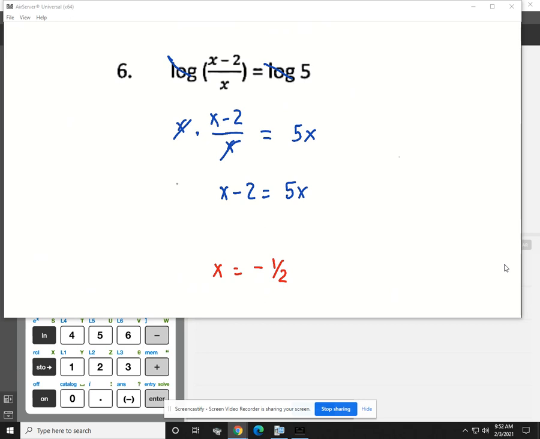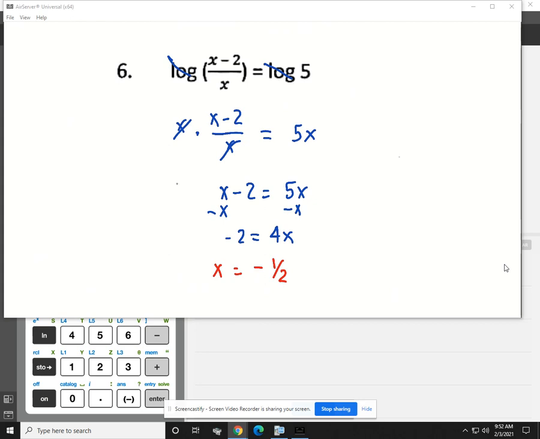Now, what do we need to get together? Our variables. Y'all aren't talking very much today, huh? We need to get our variables together. So I need to move the x by subtracting. So negative 2 will equal, what's 5x minus 1x?